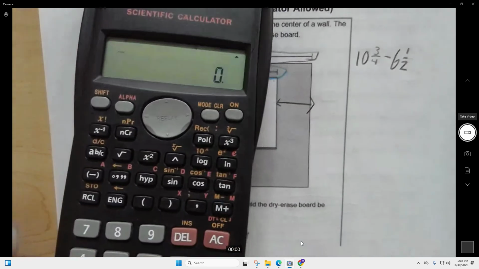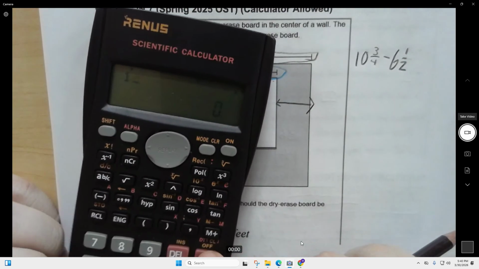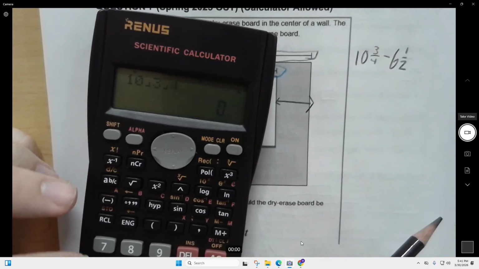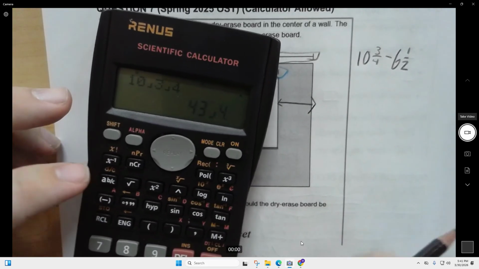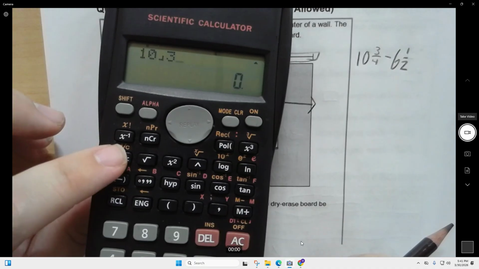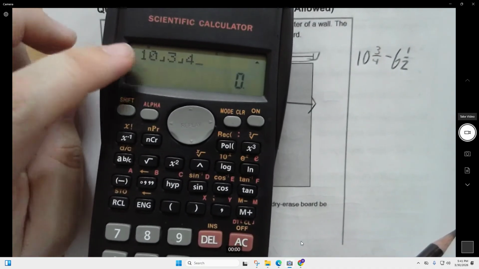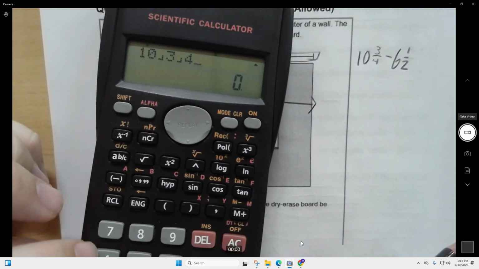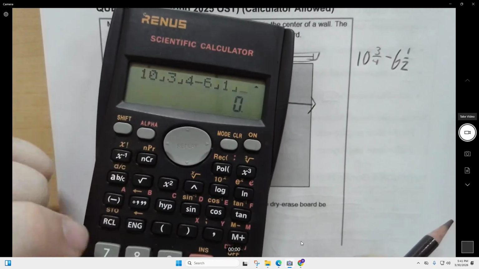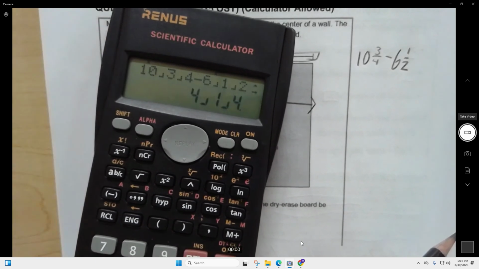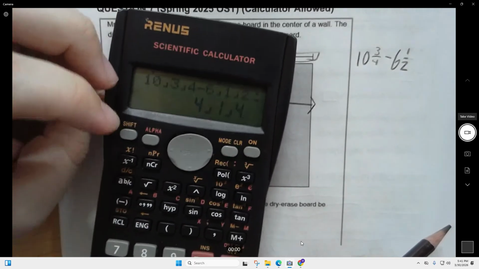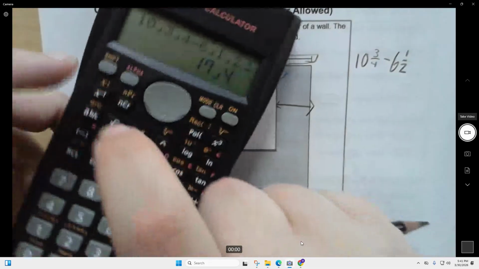Okay? So let's put this into our calculator. 10. Ooh, actually, it's not going to let us do that, is it? This calculator doesn't let us do that, I don't think. Does it? Oh, yeah. Look at that, it does. So 10 ABC, 3 ABC, 4. That says 10 3/4 minus 6 1/2. Just keep hitting the ABC button. And that gives us 4 1/4. Okay? So 4 1/4, otherwise known as 17/4.